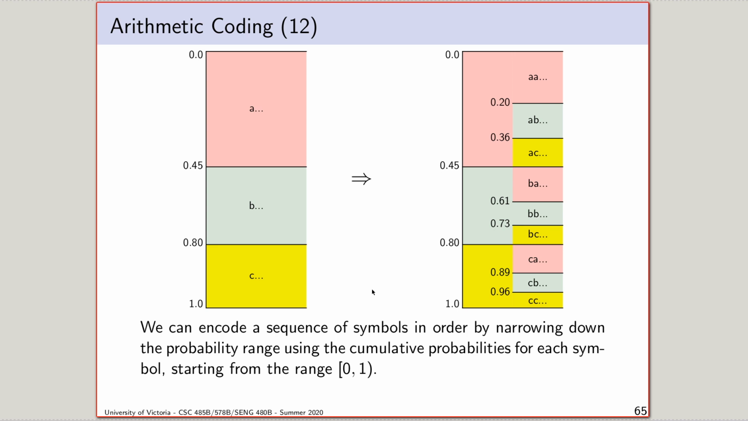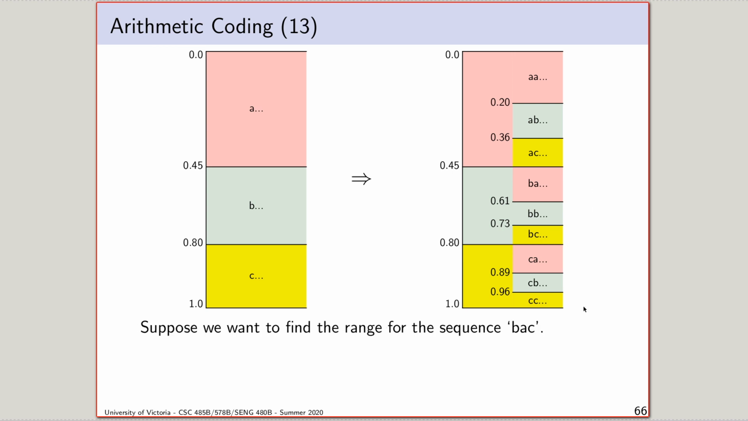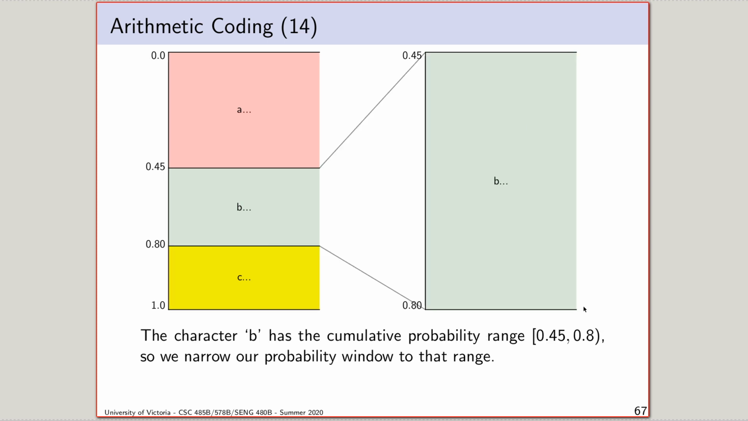So I have my range for all symbols, and then I narrow it down depending on which symbol I just saw. If I see an A, I go to that top bit. If I see a B, I go here. If I see a C, I go into this window. Suppose I want to find the range for the sequence BAC. Okay, so B has the range 0.45, 0.8. So I zoom in on that.